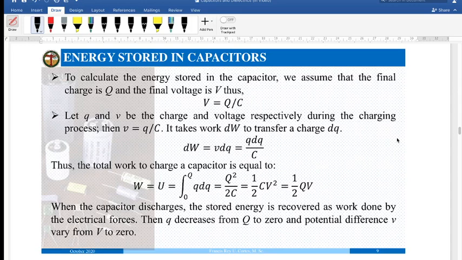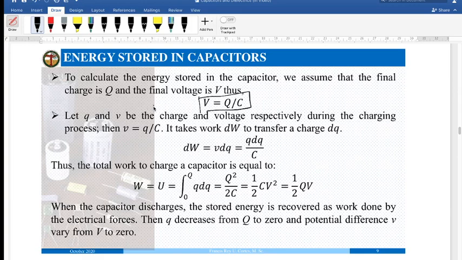Okay? So we assume that the final charge of your capacitor is Q. This is the maximum charge that can be stored in your capacitor, and the voltage is actually the potential difference maintained across your capacitor, the wire, and the voltage source. Thus we have this relationship, V is equal to Q over C. Okay? So here we let Q and V be the charge and voltage.